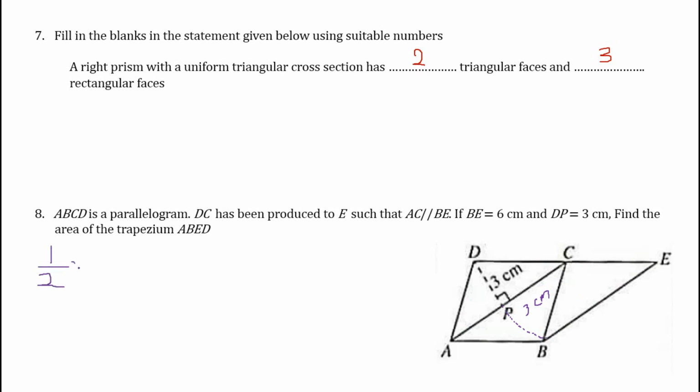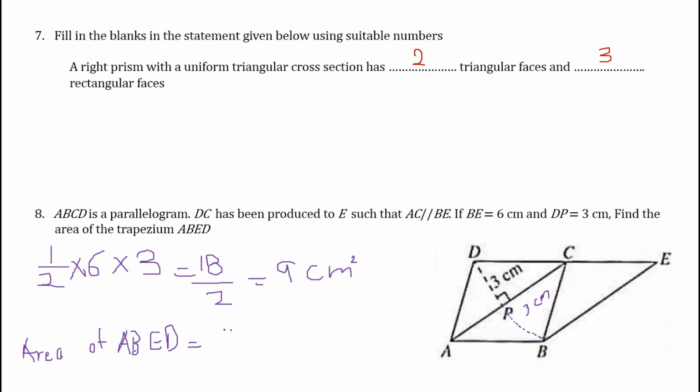Half into base, that is AC, 6 cm, into perpendicular height, that is 3. So there you get 18 over 2, that will be 9 cm square. So the triangle ADC is equal to 9 cm square. So when you multiply 9 by 3, because there are 3 triangles inside the trapezium, you get 27 cm square.